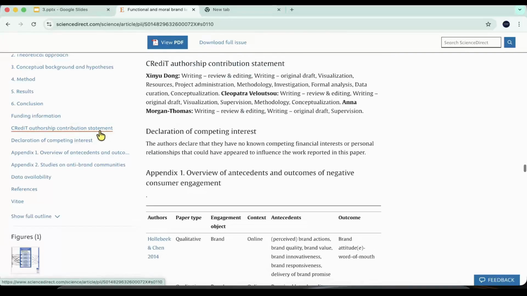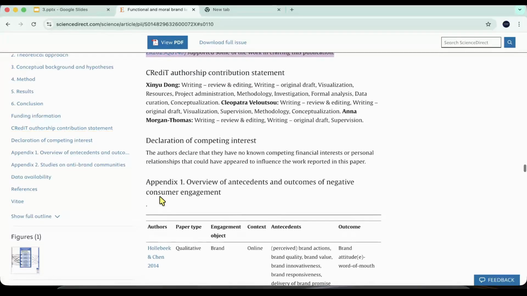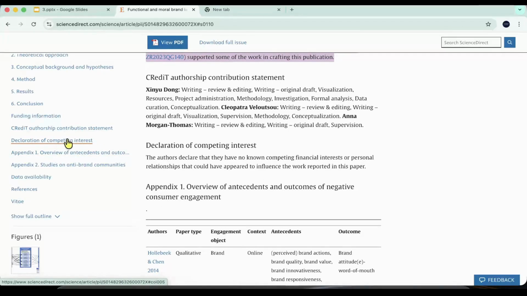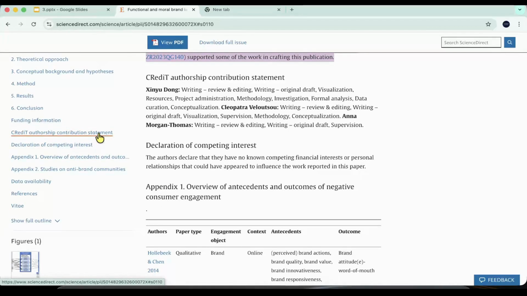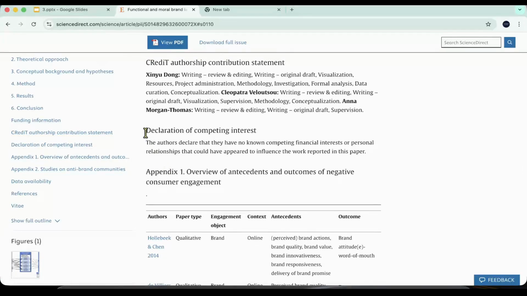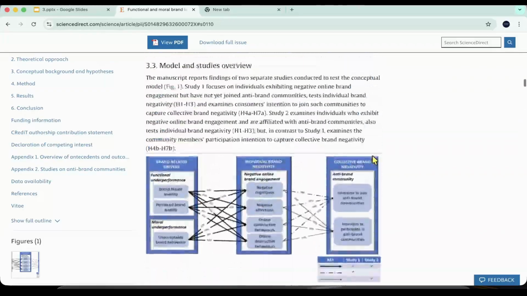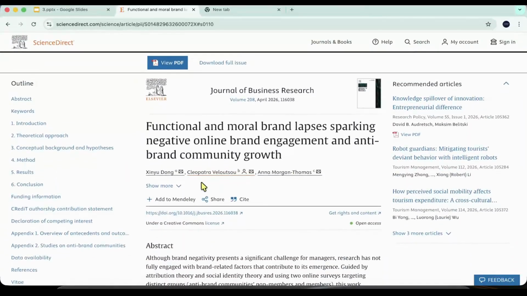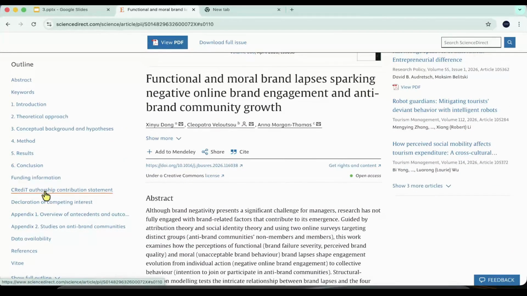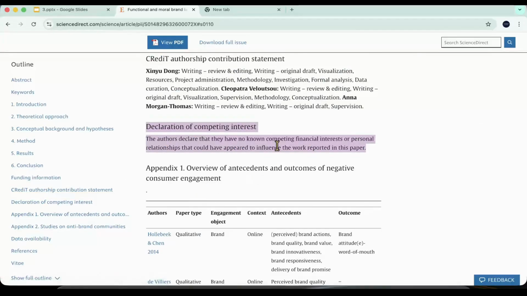Coming to the CRediT authorship, this is the author credit taxonomy, wherein you have to clearly indicate contributions. This is a very, very important thing nowadays, because this article is written by many authors. Let's have a look. So there are 3 authors, okay. So what exactly is author's taxonomy?